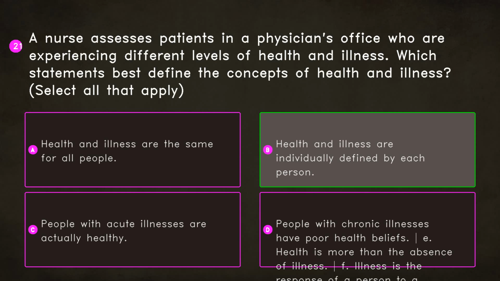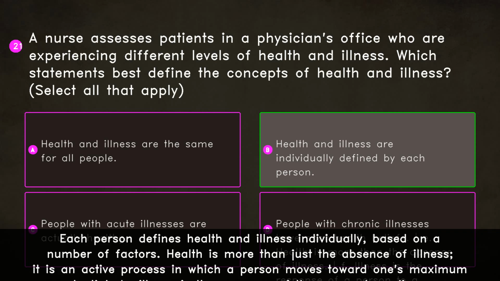The correct answer is health and illness are individually defined by each person. Each person defines health and illness individually, based on a number of factors. Health is more than just the absence of illness, it is an active process in which a person moves toward one's maximum potential. And illness is the response of the person to a disease.